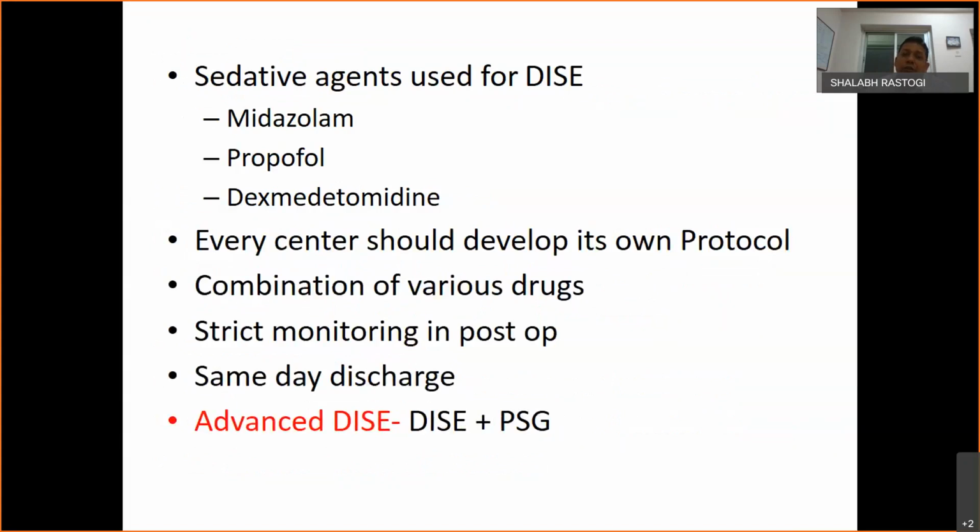So what are the drugs used for DISE? These are midazolam and propofol, which is considered to be the drug of choice for DISE. Now, dexmedetomidine is taking over propofol because of its various advantages. Now, every center should develop its own protocol. They should define the protocol very clearly, that we'll give this drug at this rate and we'll monitor the patient for such things, and all those parameters should be clearly noted down.